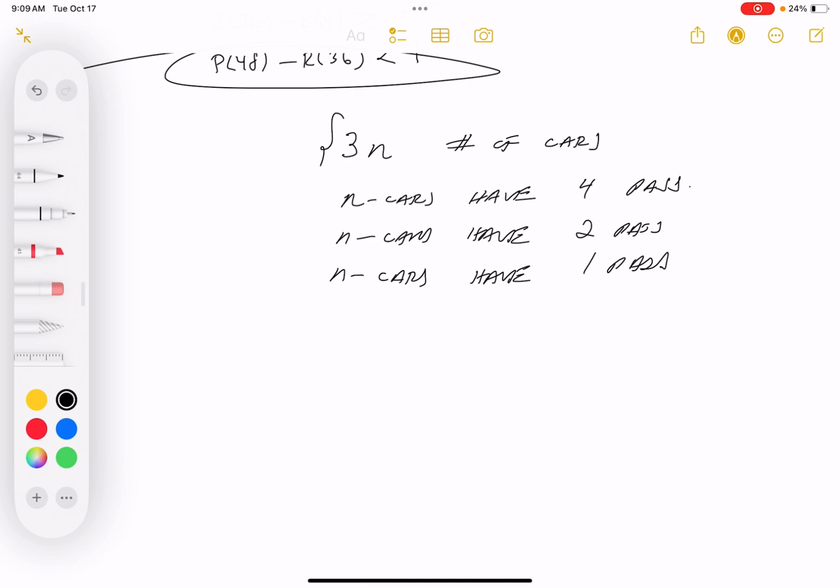So the question is, how many passengers are there in the cars? Well, let's take a look at it. From the first loading, it's going to be 4N. From this loading, it's going to be 2N. And from this loading, it's going to be 1N. So it's going to be 7N passengers.